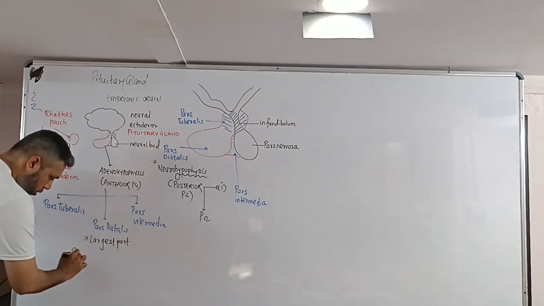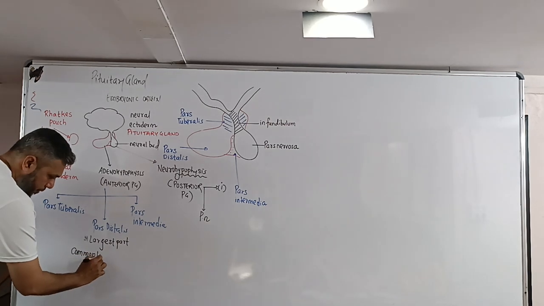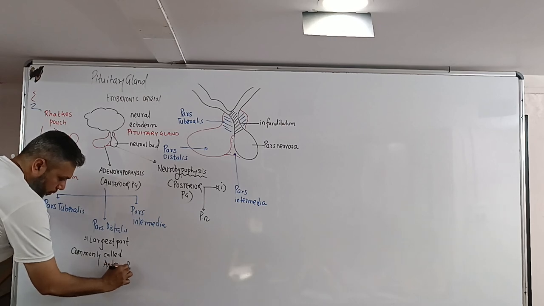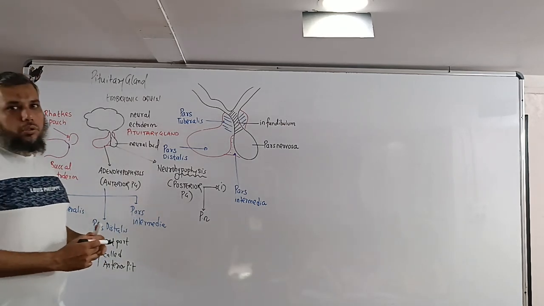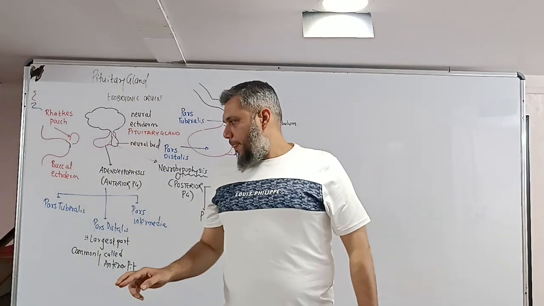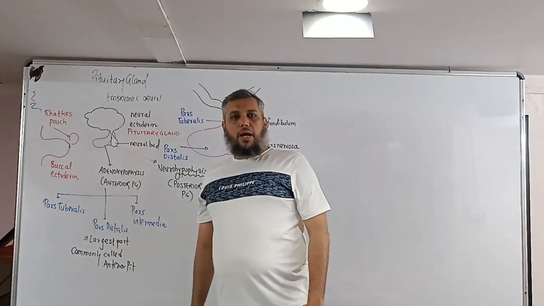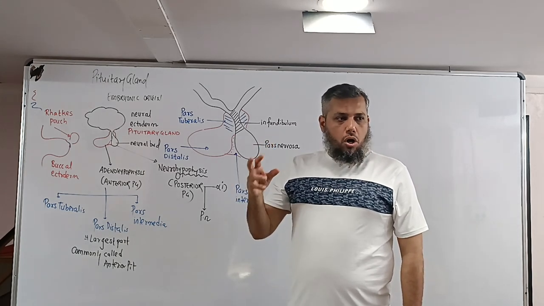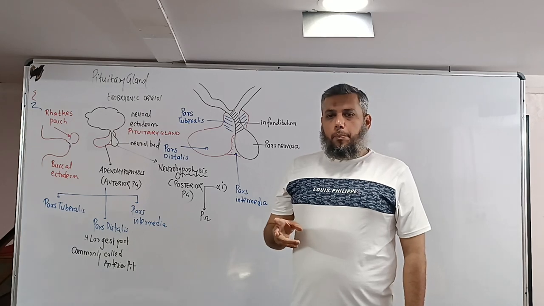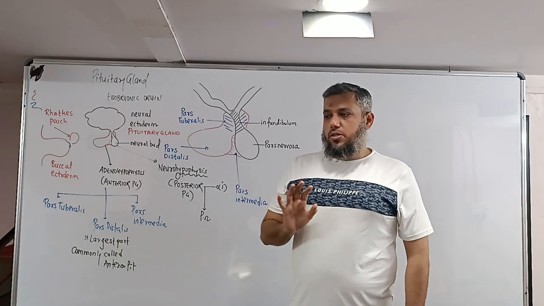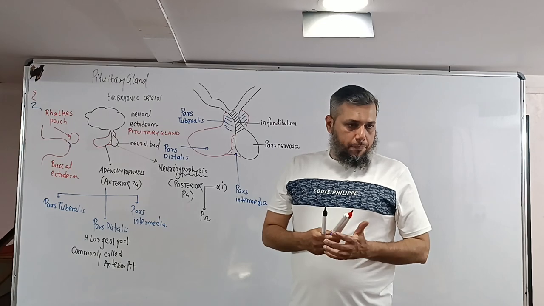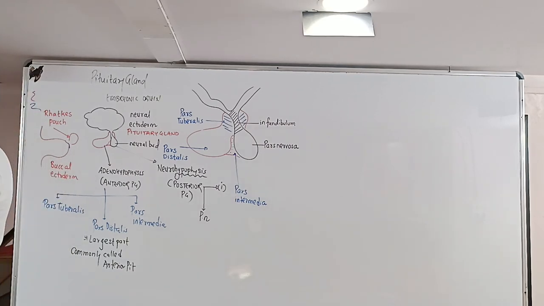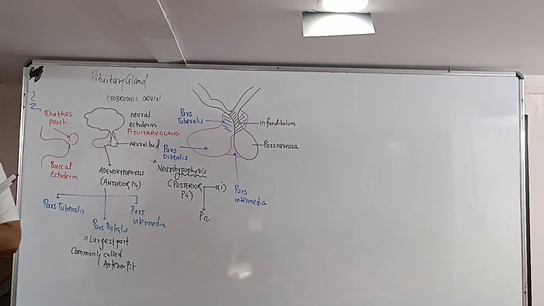So NCERT says commonly it is called anterior pituitary. Commonly pars distalis is called as anterior pituitary. But you should not have a wrong understanding that the anterior pituitary is made of only the pars distalis. Okay? As it is the largest part, commonly it can be called as what? Anterior pituitary. Have you got it, everybody?